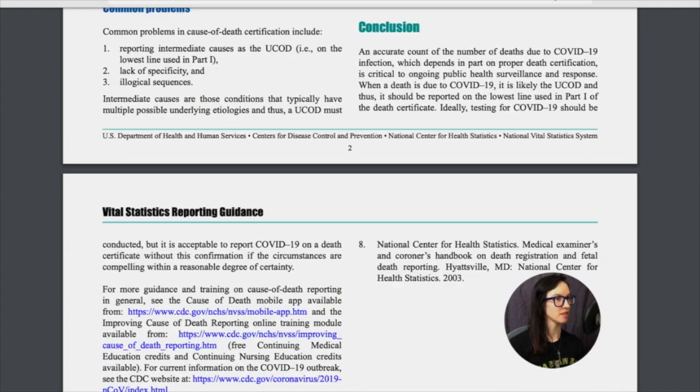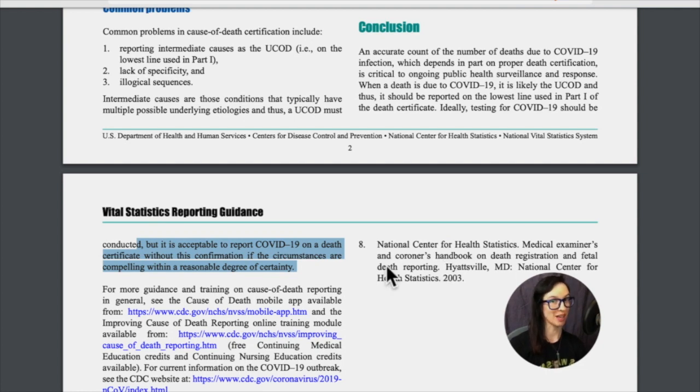And the conclusion says, an accurate count of the number of deaths due to COVID-19 infection, which depends in part on proper death certification, is critical to ongoing public health surveillance and response. When a death is due to COVID-19, it is likely the underlying cause of death, and thus it should be reported on the lowest line used in Part 1 of the death certificate. In the conclusion, some people are getting hung up on this part down here, where it says, it is acceptable to report COVID-19 on a death certificate without this confirmation, if the circumstances are compelling within a reasonable degree of certainty.